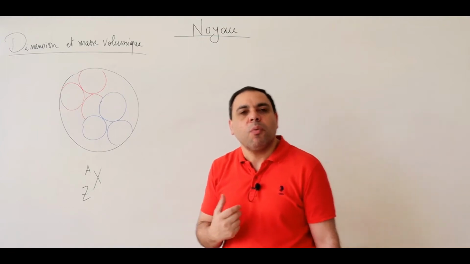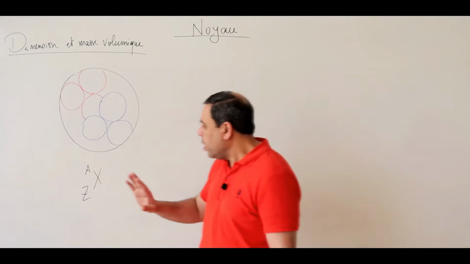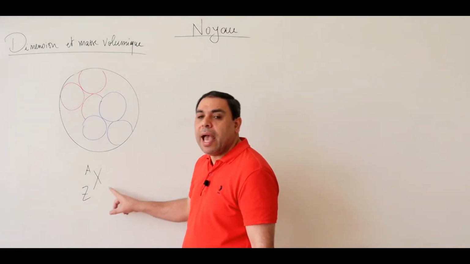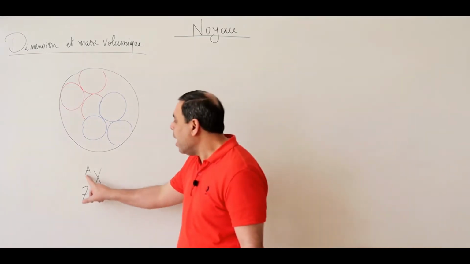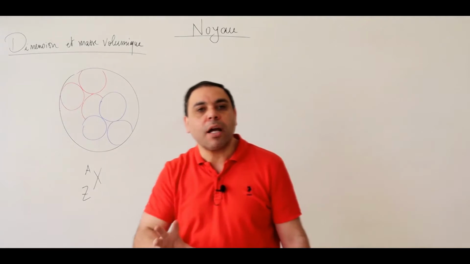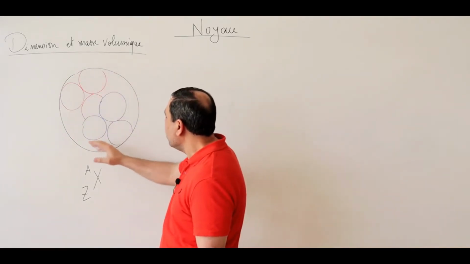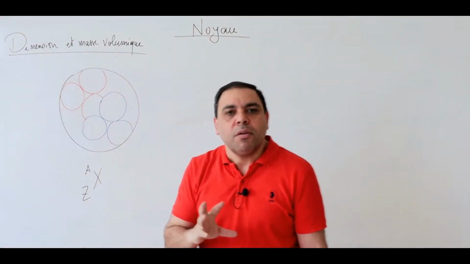We know that the nucleus is formed of protons and neutrons. The nucleus, XAZ, is formed of Z protons and N neutrons. The total number of nucleons is A. The nucleons are the protons and neutrons. Then, as a whole, A is the protons and neutrons.